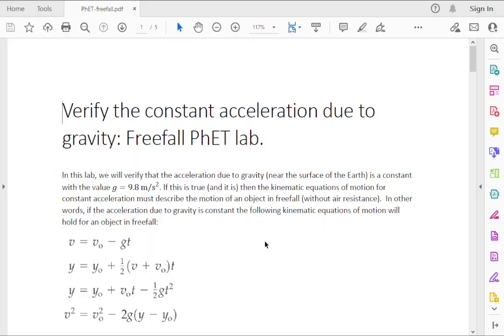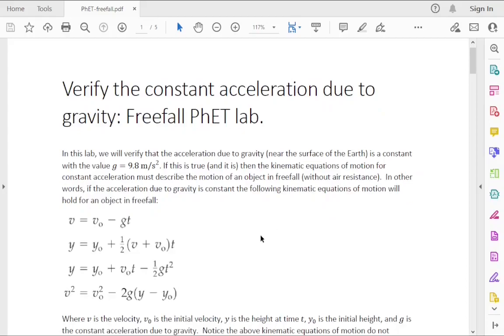And we're going to do that quite straightforwardly just by dropping objects and timing how long they take to fall to the ground. So we're going to take a measurement of the initial height of the object, and then we're going to measure how long it takes to fall to the ground. And from those measurements, and by collecting a set of them, we're going to show that the acceleration due to gravity is a constant. So here, let's look at our lab handout.